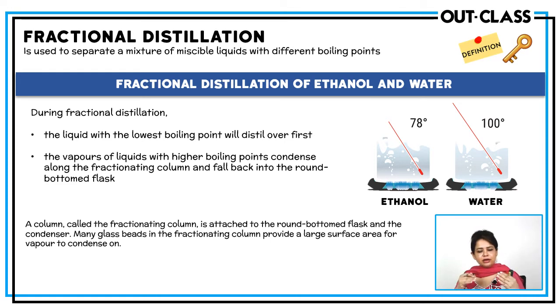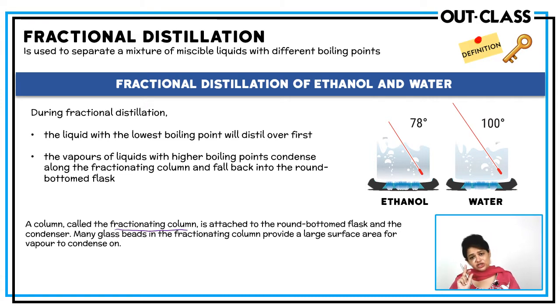It is a type of distillation in which we use distillation apparatus, and an additional apparatus is used which is known as a fractionating column. Fractionating column is a long glass tube. कई तरह के fractionating column होते हैं. Mostly हम use करते हैं glass beads, fractionating column filled with glass beads.